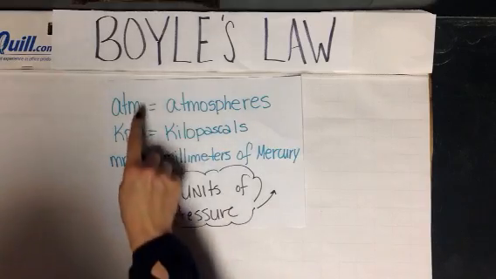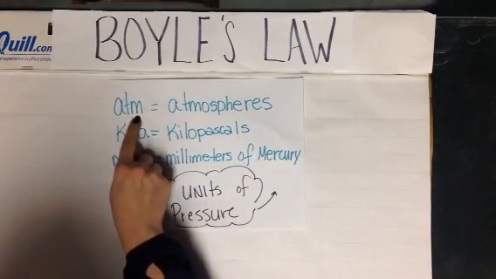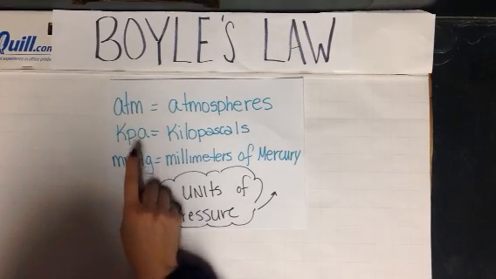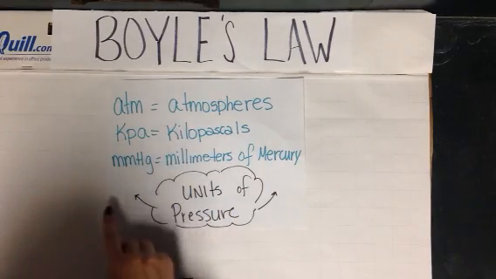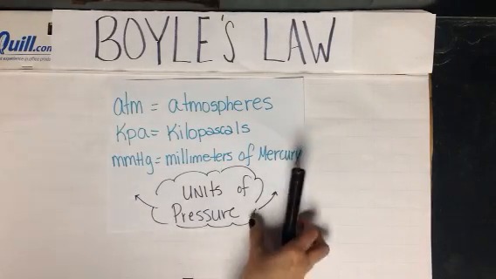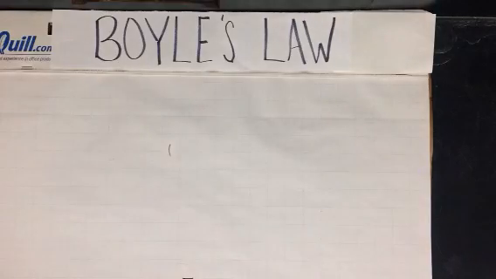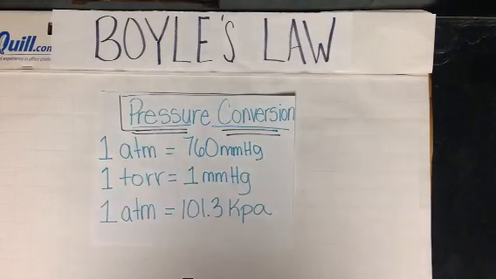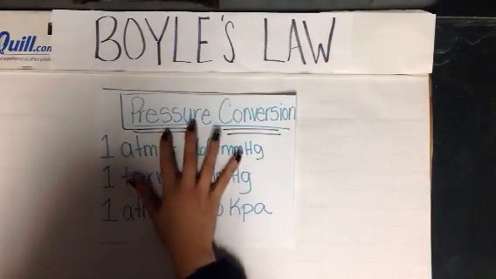Some units of pressure are atmospheres, abbreviated ATM, kilopascals, abbreviated kPa, and millimeters of mercury, abbreviated mmHg, because Hg is the symbol for mercury. Now, we're going to have to do some pressure conversions for some of our problems. So here are some of the conversions.